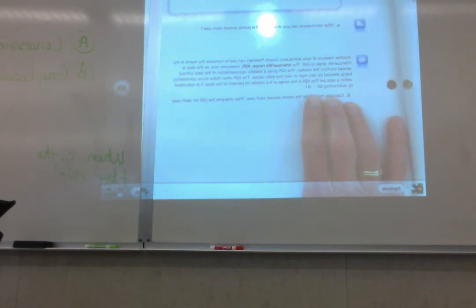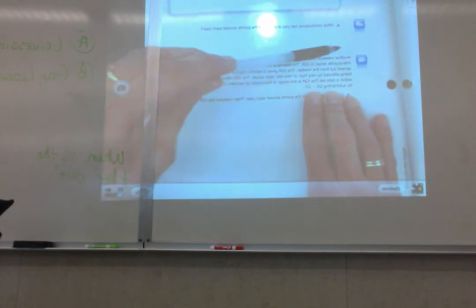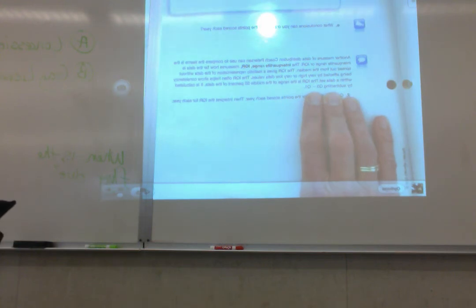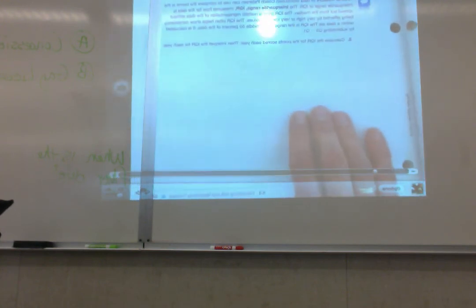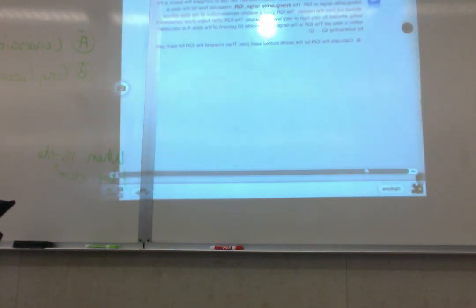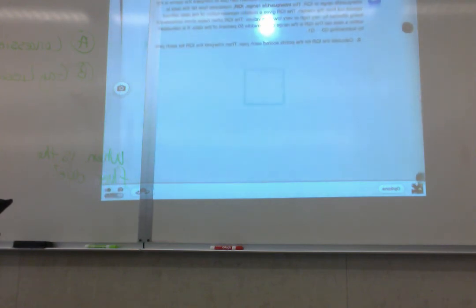Interquartile range. Memo, I think you're feeling like you want to read something right now. Oh, 481. Another measure of data distribution Coach Peterson can use to compare the teams is the interquartile range, or IQR. The interquartile range measures how far the data is spread out from the median. The IQR gives a realistic representation of data that's being affected by very high or very low data values.